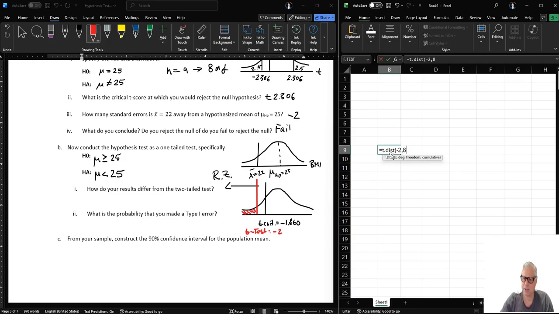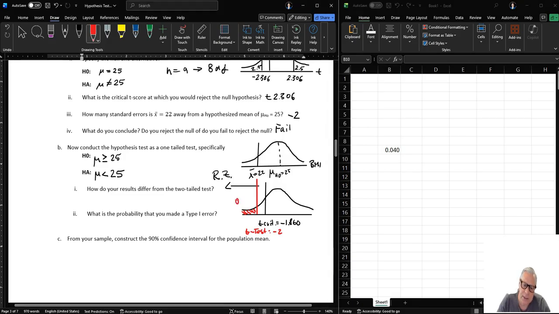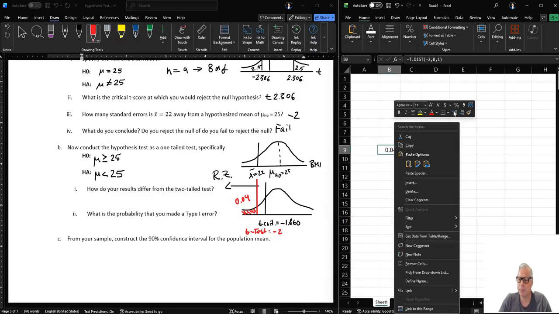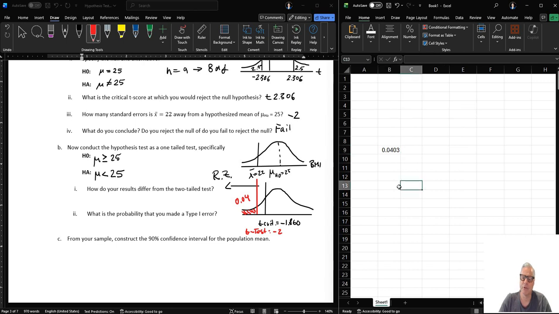If you have 8 degrees of freedom, and you want it cumulatively, because I want that area. And of course, it needs to be less than 5%, and it actually turns out to be exactly 0.04, or if you have more decimals, maybe around 4%. So that means there is still a 4% chance that we reject the null, even though it is true. But that's the risk that we take as a researcher.